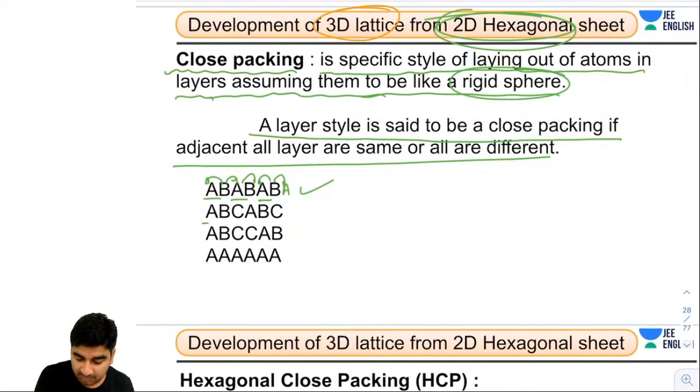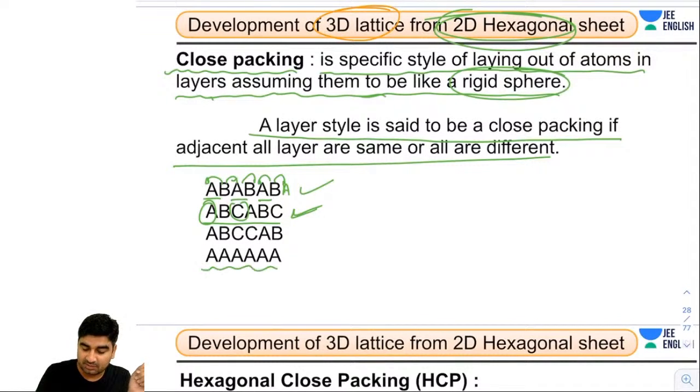Now tell me, ABC ABC. Again, it is different. A and C both are in the voids of A B, because if it would have been above the B, it would have been A B B. So if there is symmetry, AB AB or ABC ABC, then it would be close packing.